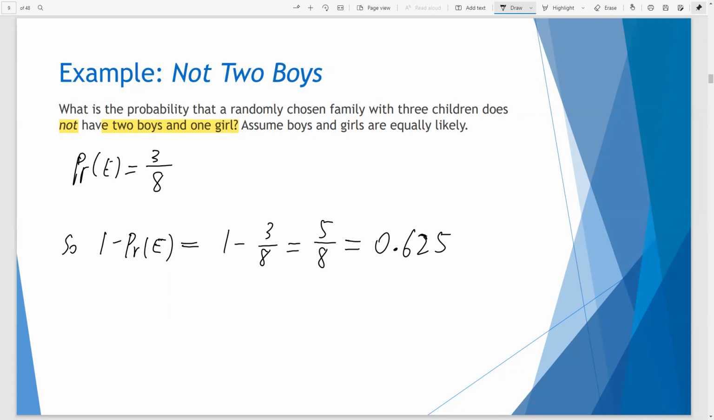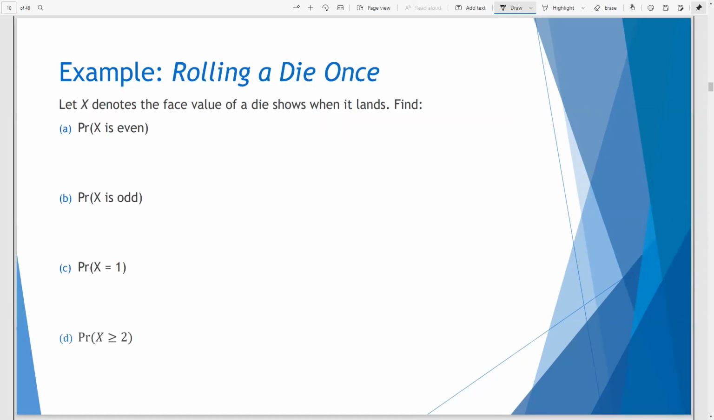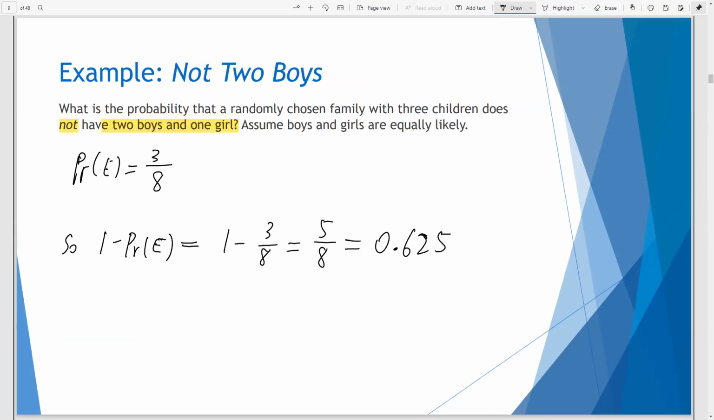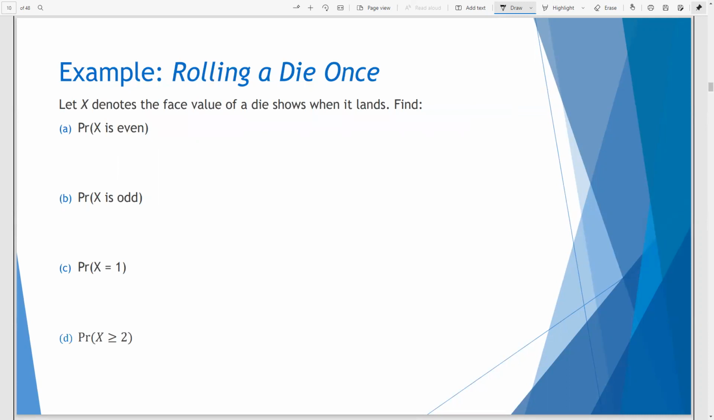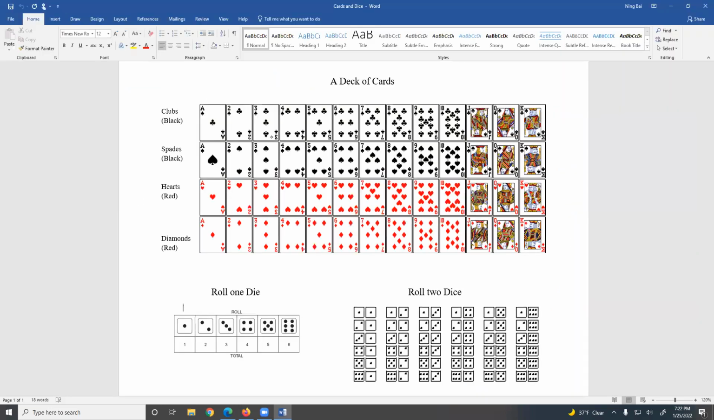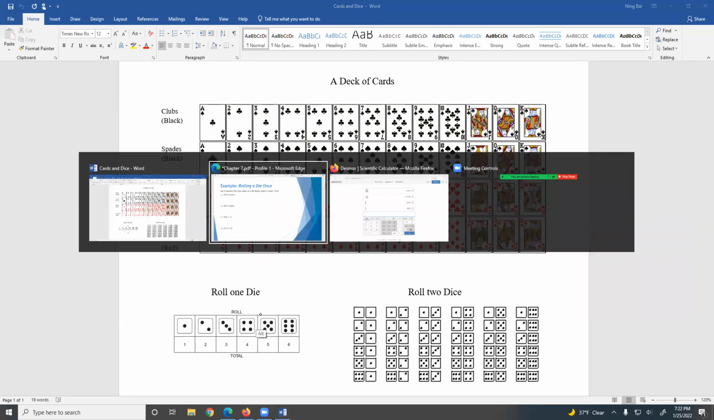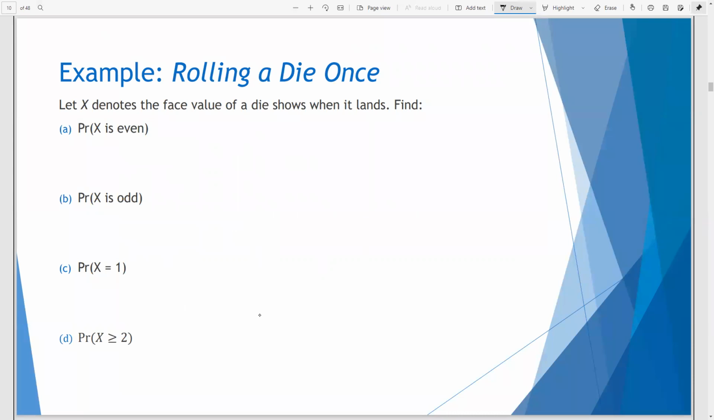All right, so that is this question. For the next question, you can actually try it. X denotes the face value a die shows when it lands, when rolling a die once. The outcomes when rolling a die once are 1, 2, 3, 4, 5, or 6. Very apparent, very clear.